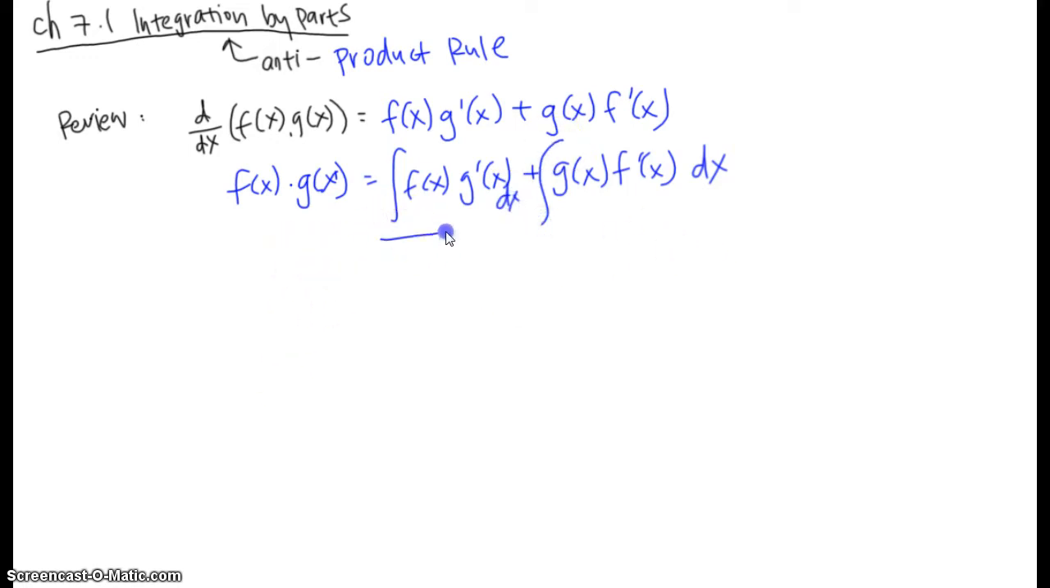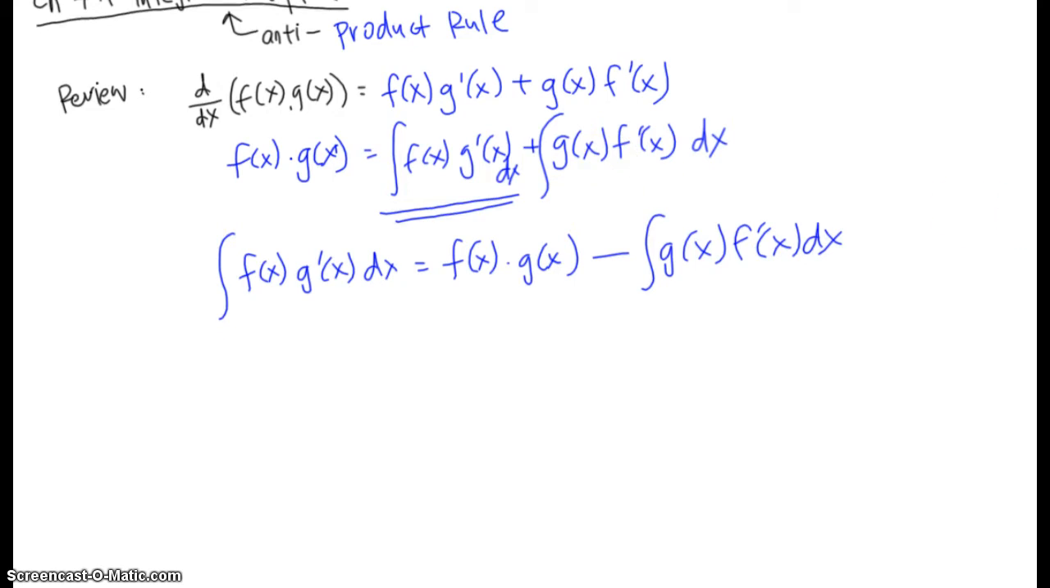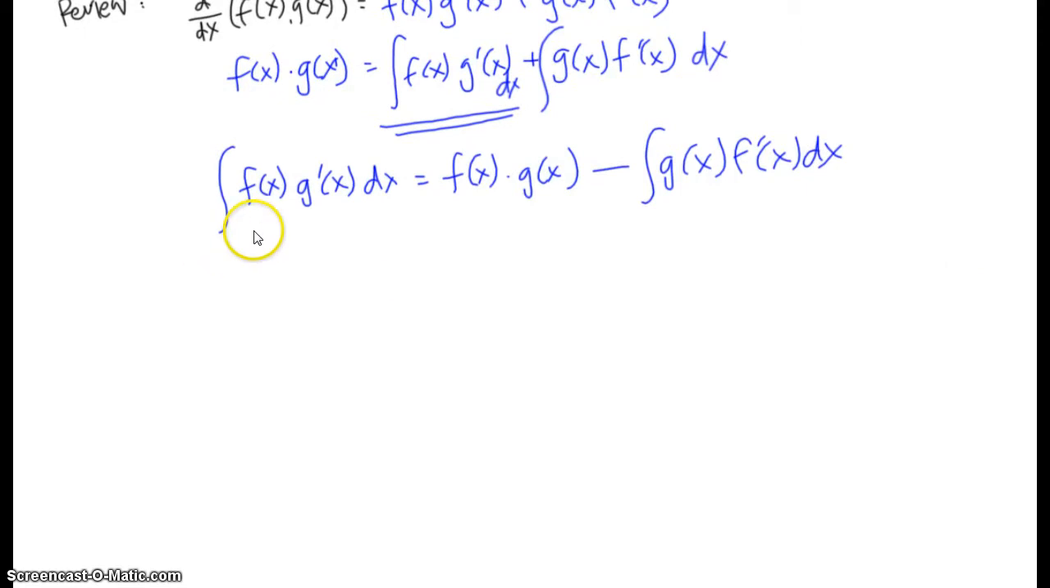And then I am going to solve for this, because we want to go backwards and we want to take care of this product rule problem. So I'm going to solve for that function right there. So the integral of f of x g prime of x dx is going to equal f of x g of x minus the integral of g of x f prime of x, right, this one. This is essentially the integration by parts.